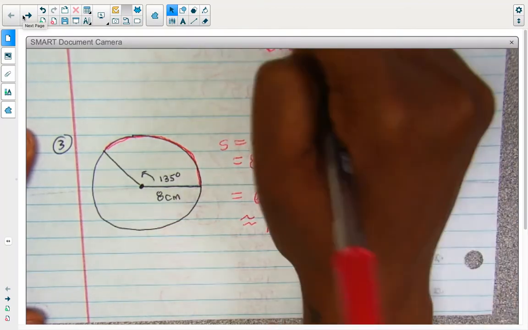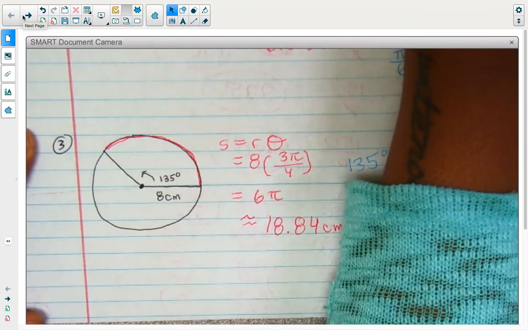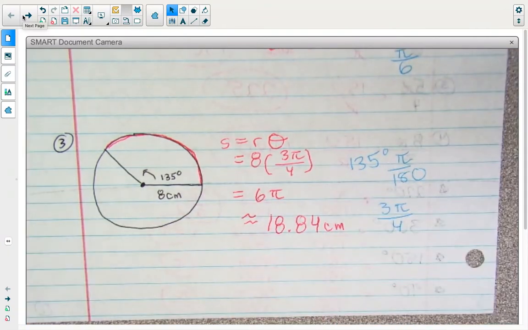And I should be putting my units for all of these. So all of these were centimeters, centimeters, centimeters. So that is arc length. Arc length is S equals R times theta.